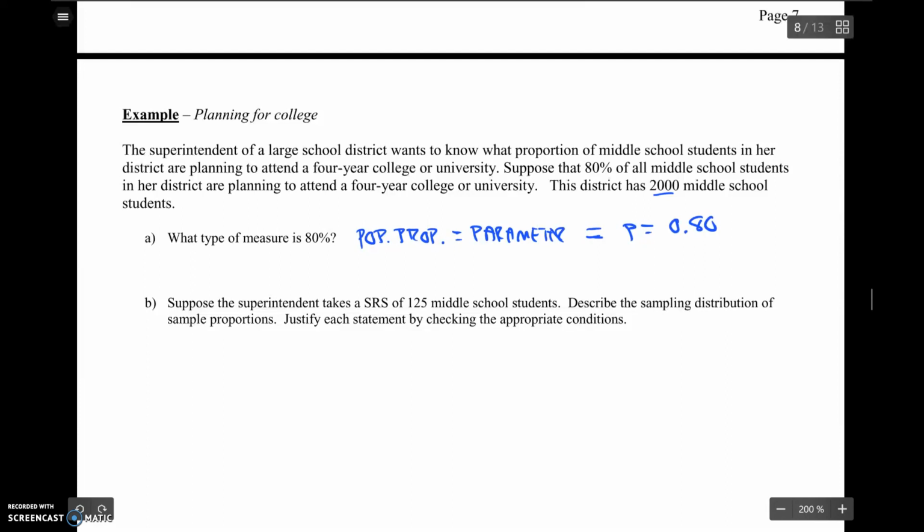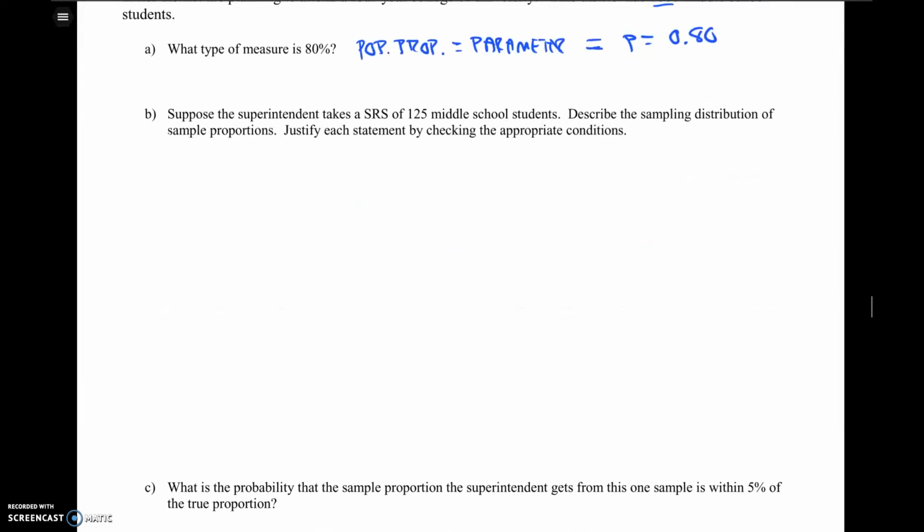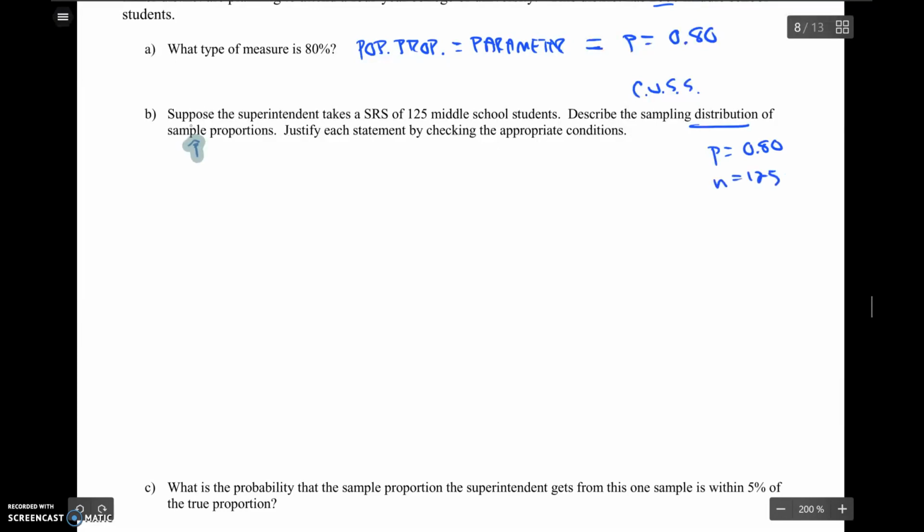Suppose the superintendent takes a simple random sample of 125 kids. Describe the sampling distribution of sample proportions. So we're going to describe distributions by center, spread, and shape. I need to describe the distribution of my p-hats. So the true proportion is 0.80. I'm taking a sample of 125. All right, let's do it.